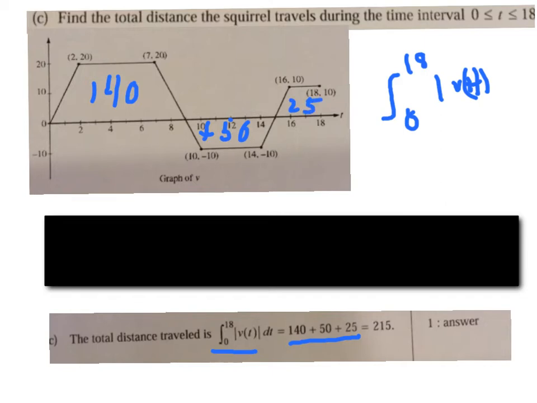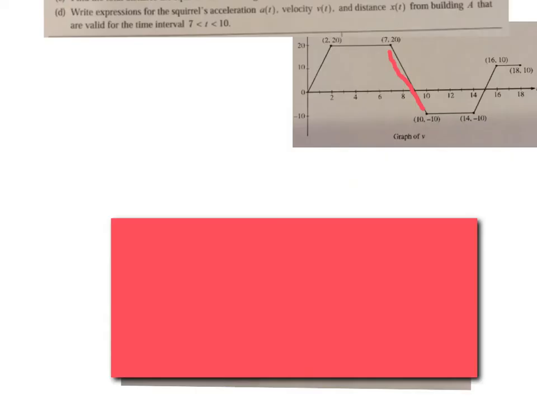So you add all those up. Your answer is the only thing you get points for here. You didn't even need to set it up like this, but it's good to remember that that's how you do total distance. Now for the last one, write expressions for the squirrel's acceleration, velocity, and distance from building A.